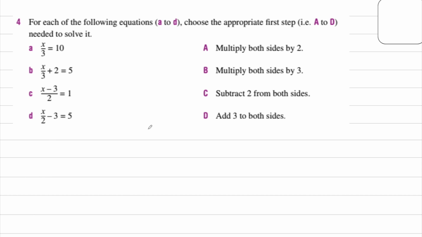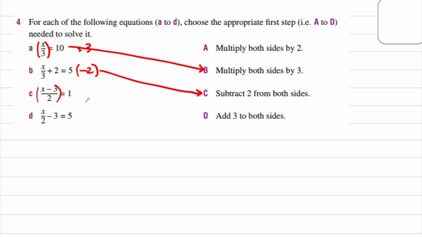Okay, you need to solve h over 3, which means we need to multiply by 3. So which one is multiply both sides by 3? This one is B. The first step for solving this one is you need to subtract 2 from both sides, so C will be here.